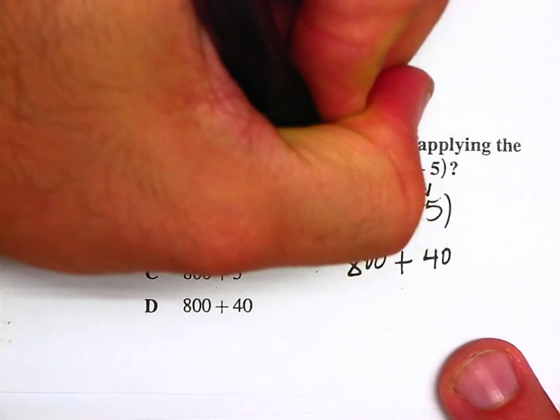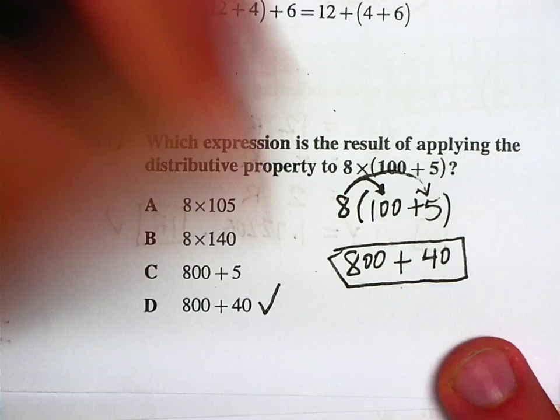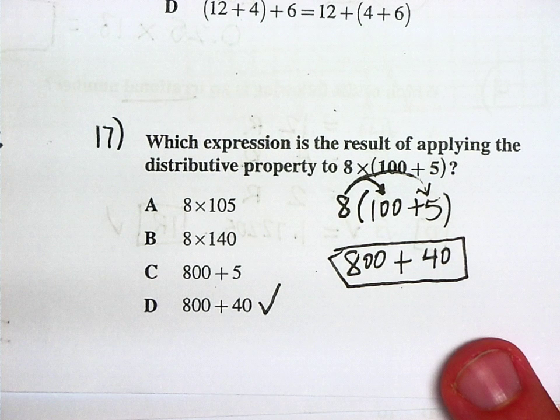And so you can see pretty quickly, I could go one more step and add 800 plus 40, but D is the product of using the distributive property. And that's the answer.